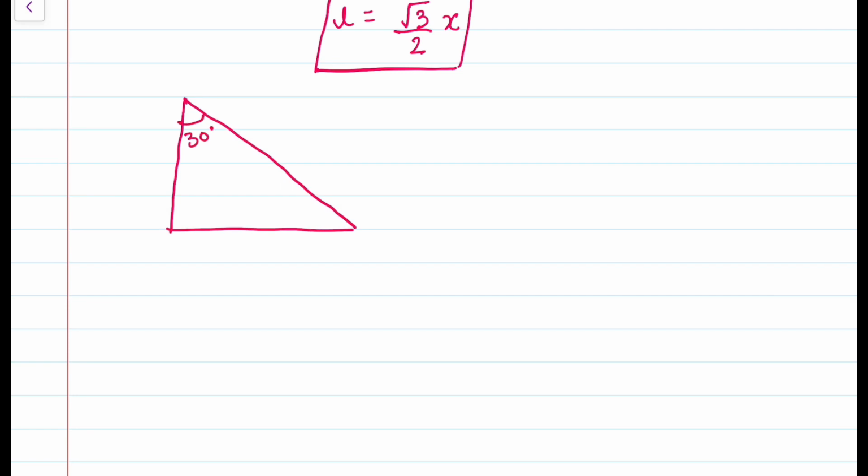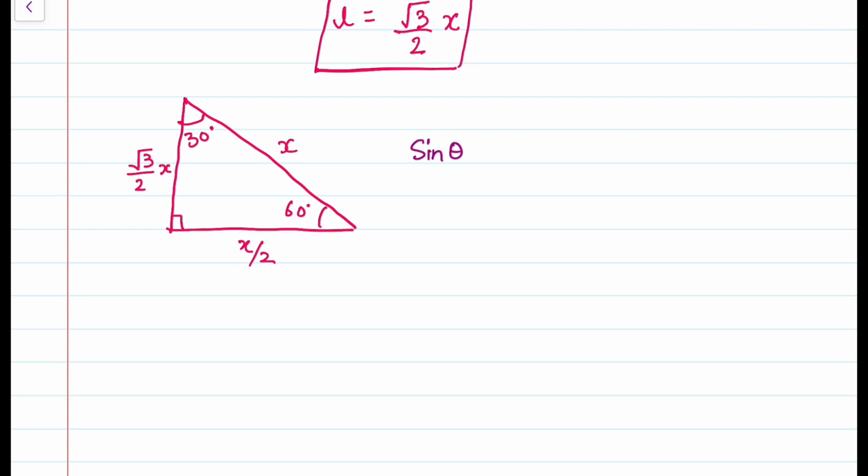We know that this is a 30-degree angle, this is a 90-degree angle, and this is 60 degrees. This is x over 2, and now the perpendicular is root 3 over 2 times x, right? So now we can find sine, cos, and tan, secant, cosecant, and cot using the SOHCAHTOA function. All right, so let's find sine first.